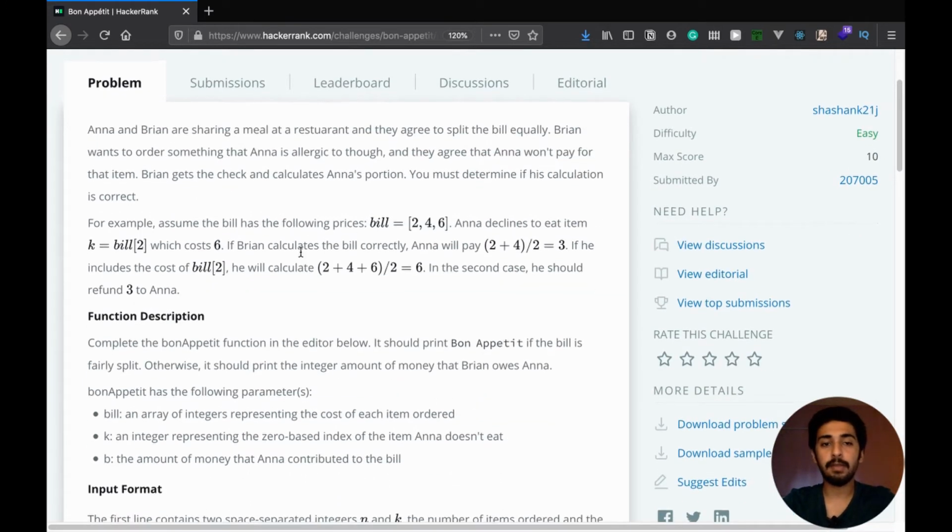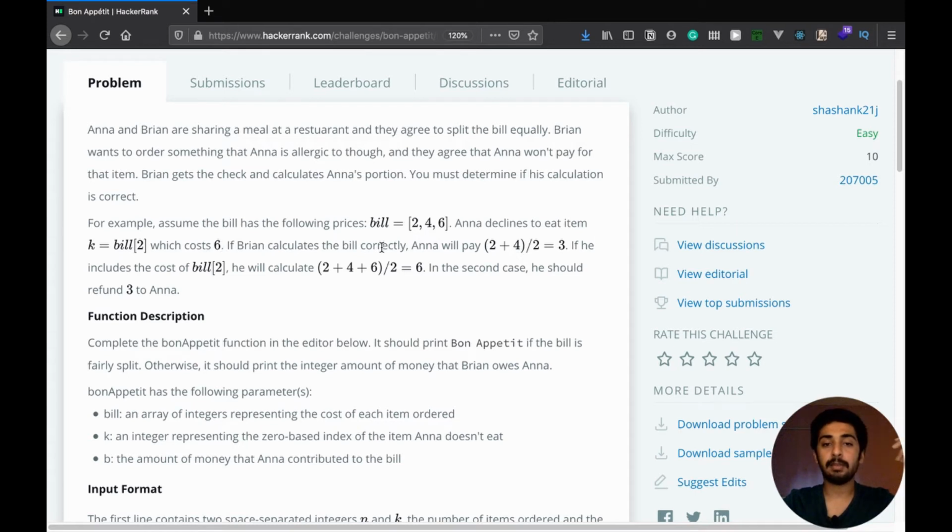For example, assume the bill has the following prices: 2, 4, 6. Anna declines to eat item k, and k is equal to bill index 2, and as we know arrays are 0 indexed, which means they start from 0. So 2 would correspond to the third item, which costs 6.